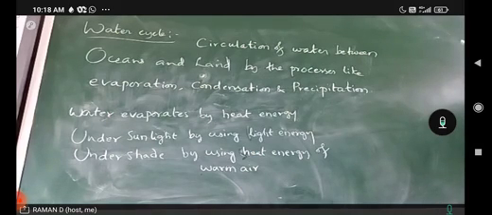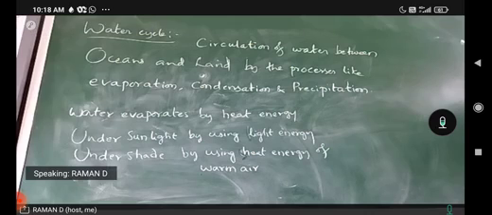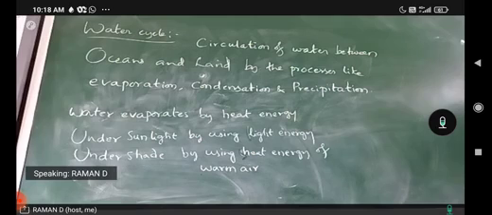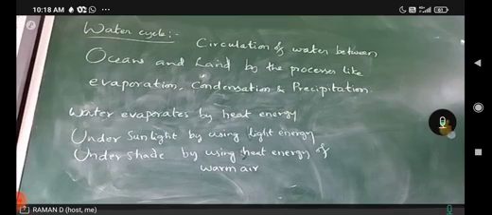Using the heat energy of sunlight, the water gets evaporated, right? Whereas under shade, how does the water get evaporated? Water evaporates using the heat energy of warm air. Okay, is that clear?